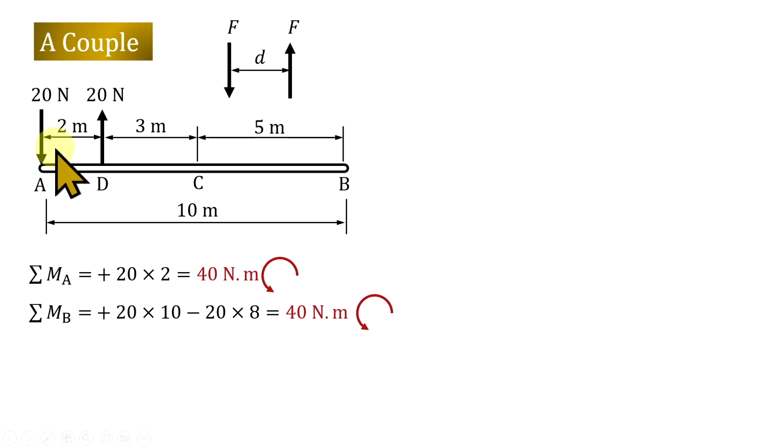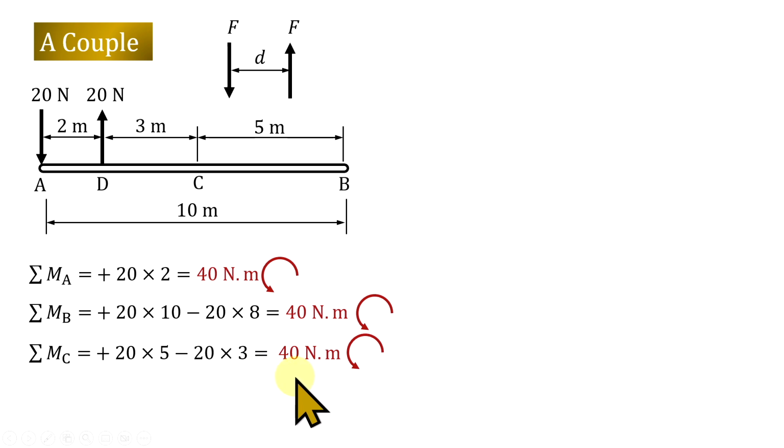Let's find moment of these two forces about this point, point C. So sum of moments about point C, 20 into 5 and 20 into 3. 20 into distance from point C, 5. It is anti-clockwise moment. And 20 Newton upward force, its distance from point C is 3. It is clockwise moment. And it's 40 Newton meter anti-clockwise again. And let's find moment about point D. And you will find it is again the same answer.